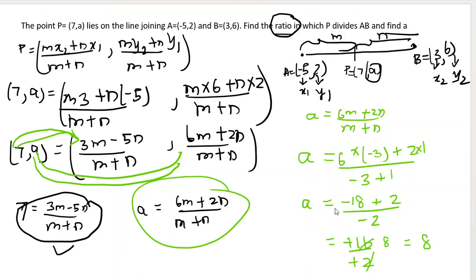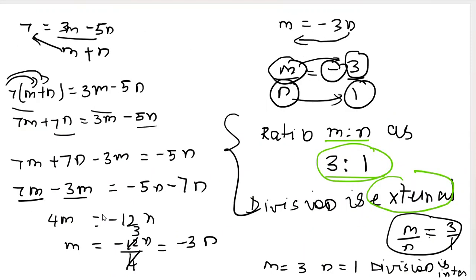The only thing to be kept in mind is, we start with the section formula like this, and then we use this section formula and equate this, that 7 will become this first coordinate, A will become the second. Then we proceed with this, and we get m upon n as 3/1. But when we give the ratio, we will give the ratio as 3:1, and because this sign is negative, we call the division as external.